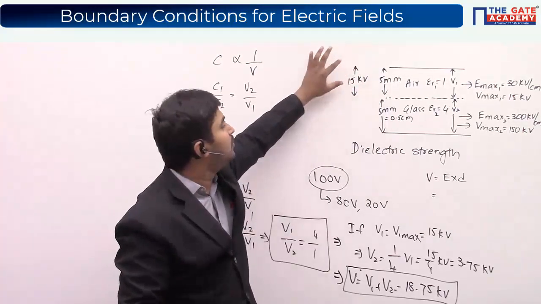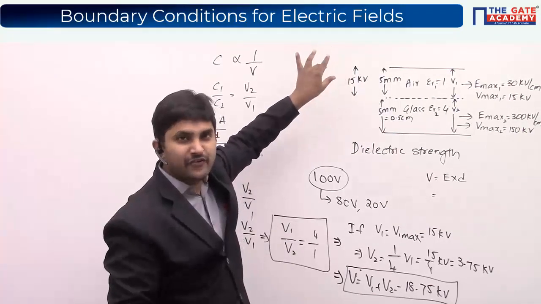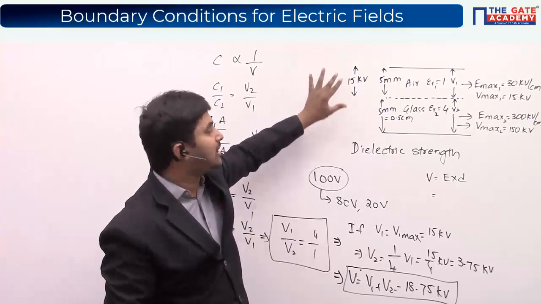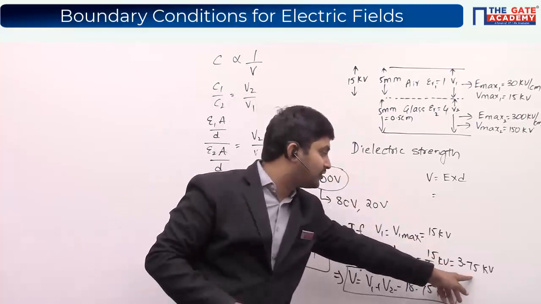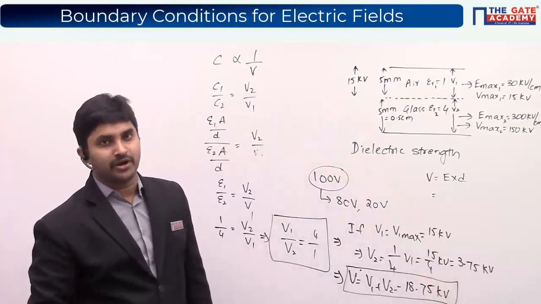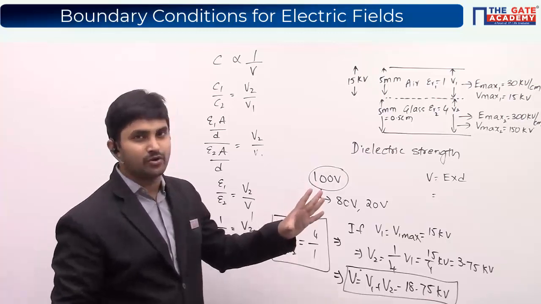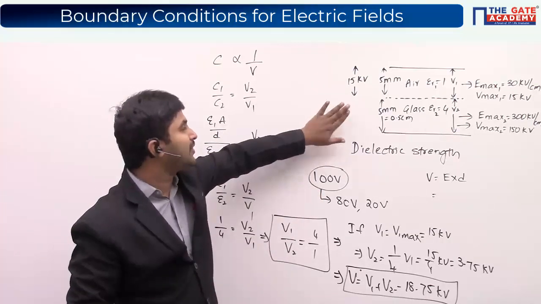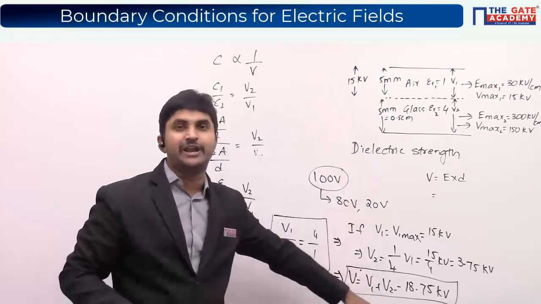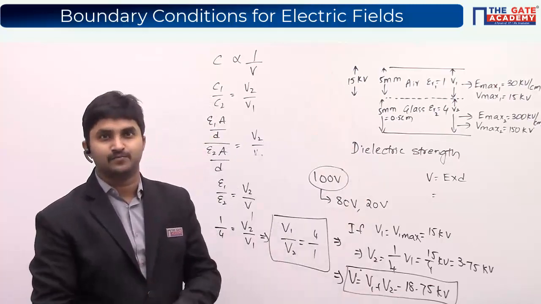Okay, so 15 kilovolts I am applying here. If I apply 15 kilovolts here, I will check how much can be applied here, which came to be 3.75 kilovolts. So totally what you can apply is 15 here. If I apply 15 here, there can only be 3.75 here. Totally it's going to be 18.75 kilovolts.